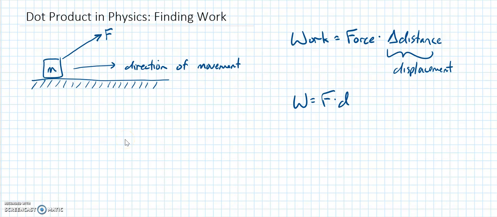In this video, I'm going to talk about how we use the dot product to find something that comes up a lot in physics, which is a term called work. So if I have a mass and I apply a force to it in one direction and it moves in another direction, then the work that is done is equal to the force times the distance, or the change in distance. Change in distance is also often called displacement as well. The shorthand way to write that is W equals F times D.